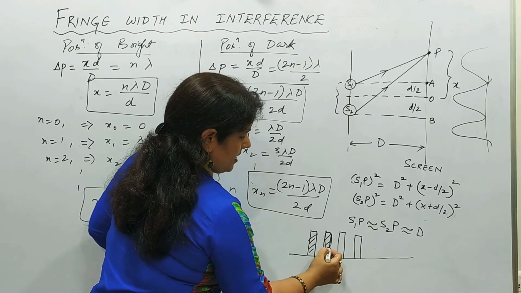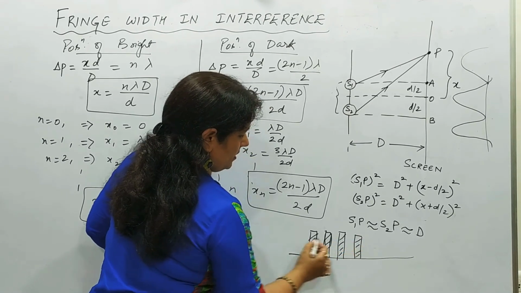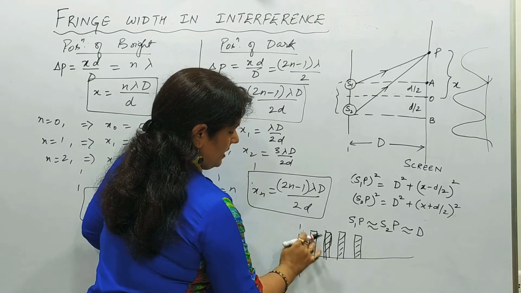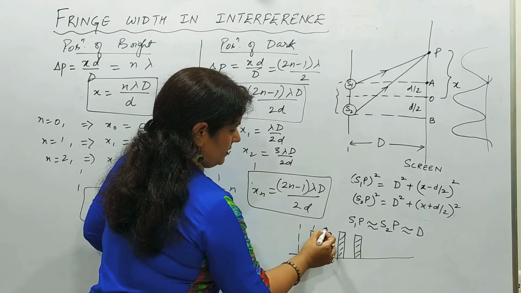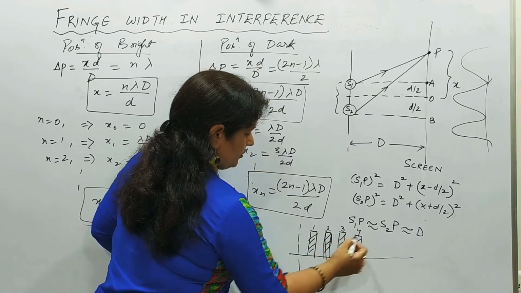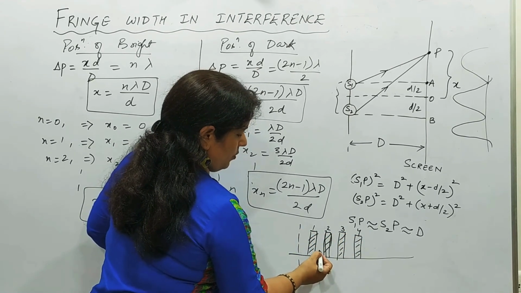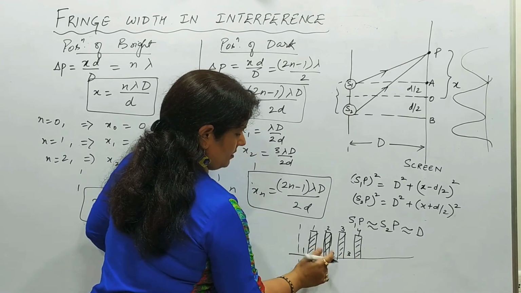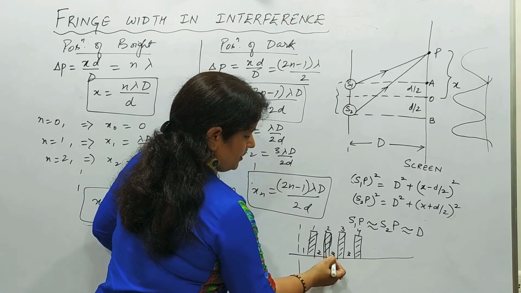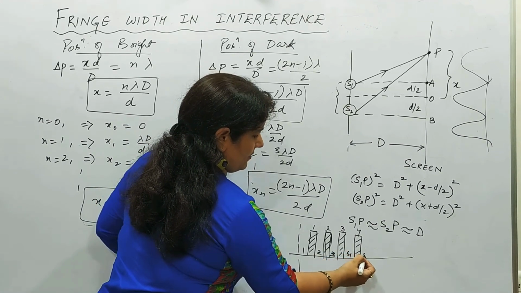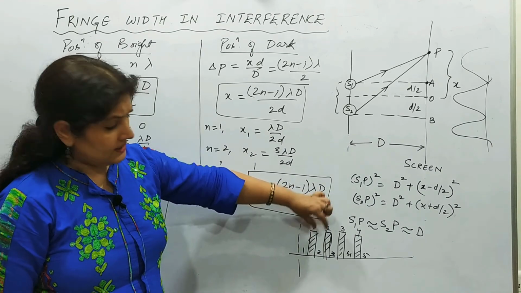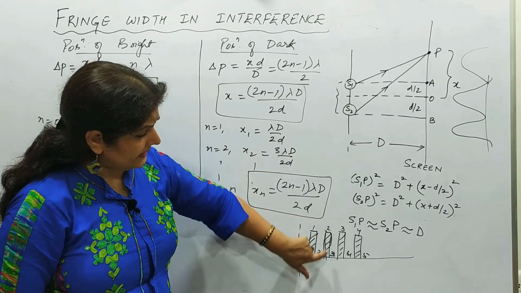So this is dark, dark, dark, dark. Let us start from here. I am writing the dark ones, 1, 2, 3, 4. The bright ones, 1, 2, 3, 4 and 5. Suppose I need to find the fringe width of dark. Say I want to find the fringe width of second dark fringe.